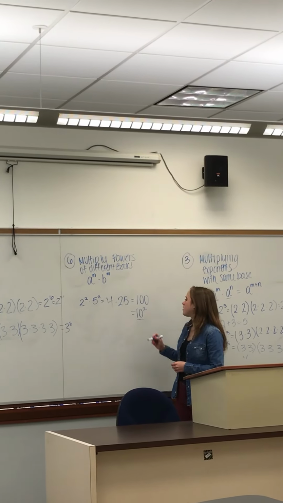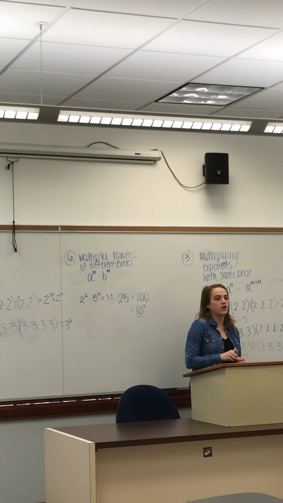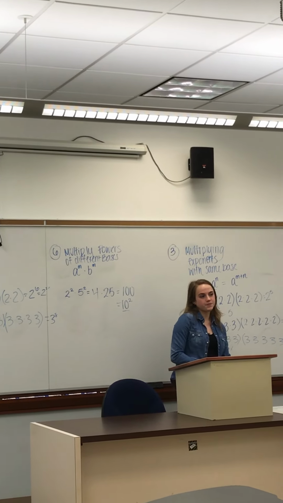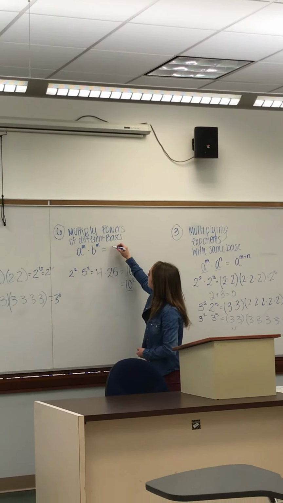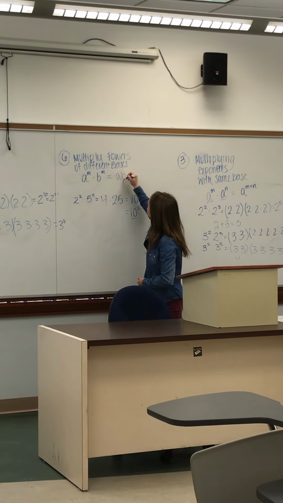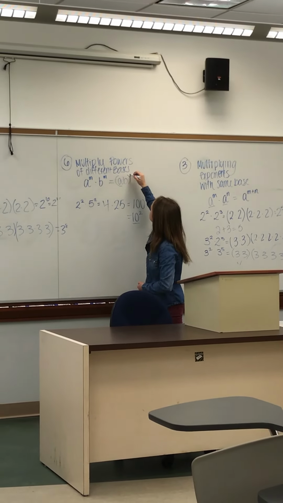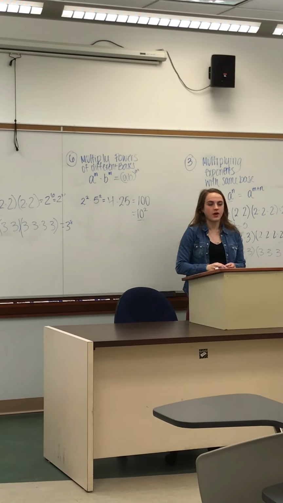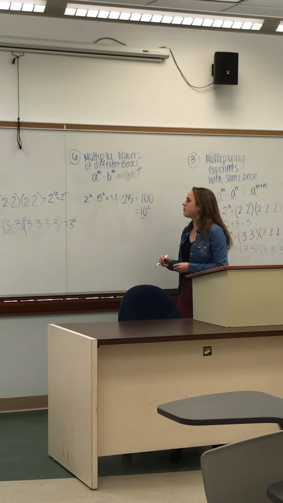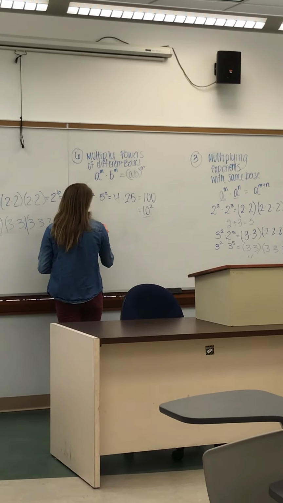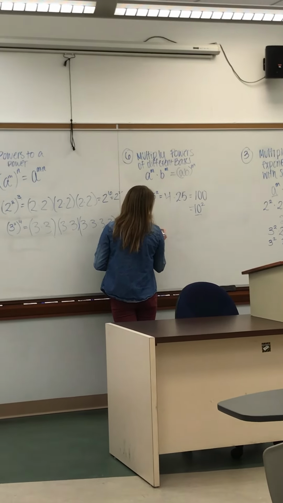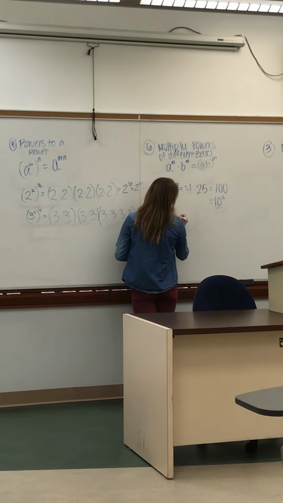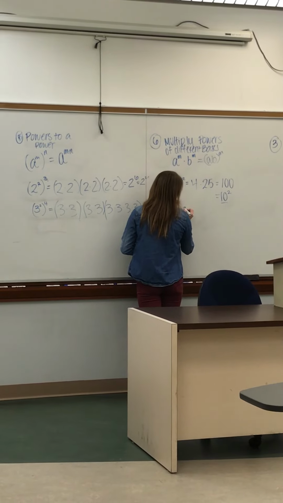So can someone tell me what the law they think would be? You multiply the bases together and then use the same exponent when you get the answer. Perfect. So it's A times B to the M. Correct? Okay. So that is the law for that. So let's just do one more example from there. 4 to the third times 2 to the third.